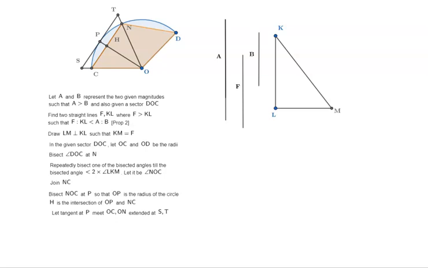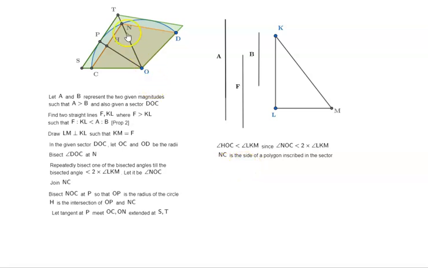So this is the inscribed polygon and this is the circumscribed polygon. And if you notice in these polygons, two sides are along the radii. Angle HOC is less than LKM since NOC is less than 2 times LKM.